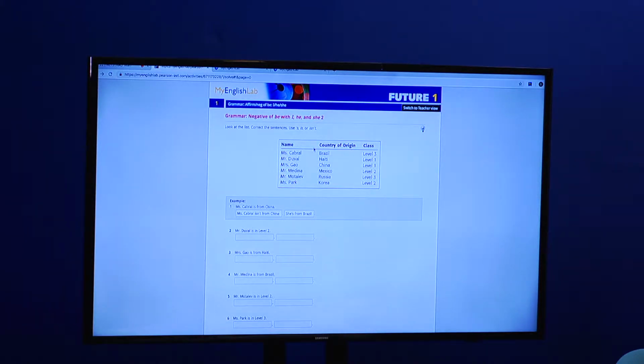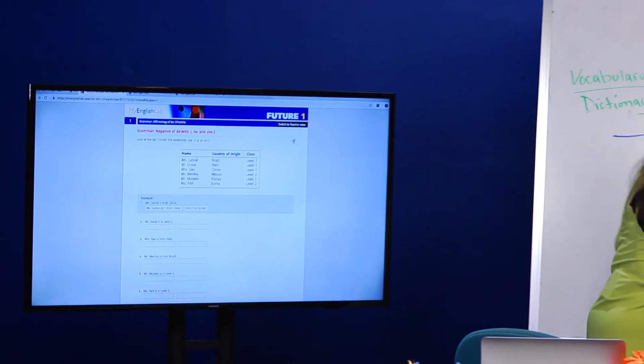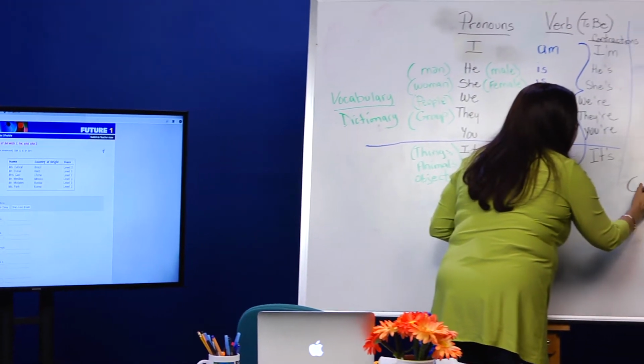So this chart, this is what you call a chart. And I'm going to write it up. That's a vocabulary word, chart.